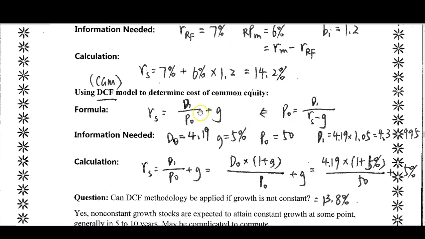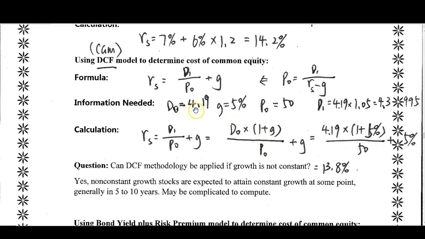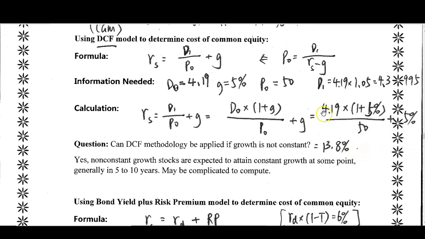Okay, so here we need to know what is D1, but from the question we only know D0, G, and P0. So we change D1 to D0 multiplied by 1 plus G. Okay, so it becomes 4.119 multiplied by 1 plus 5%, divided by P0, 50, plus G, 5%. Okay, so D1 becomes 4.3995, and we divide by 50 plus 5%. We have 13.8% as our cost of common equity.